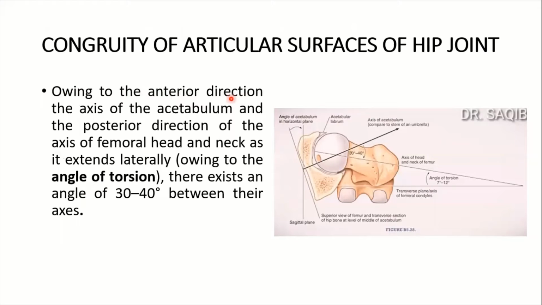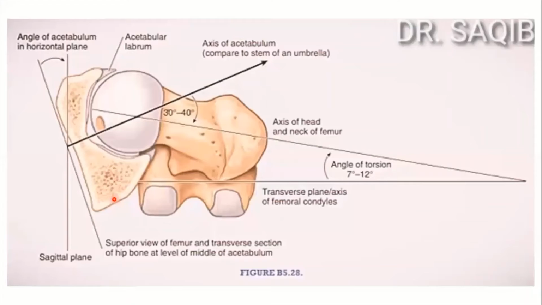Owing to the anterior direction of the axis of the acetabulum and the posterior direction of the axis of the femoral head and neck, as it extends laterally owing to the angle of torsion, there exists an angle of 30 to 40 degree between their axes. You could see this. This is the axis of acetabulum, right? This is the anterior direction of that, right?